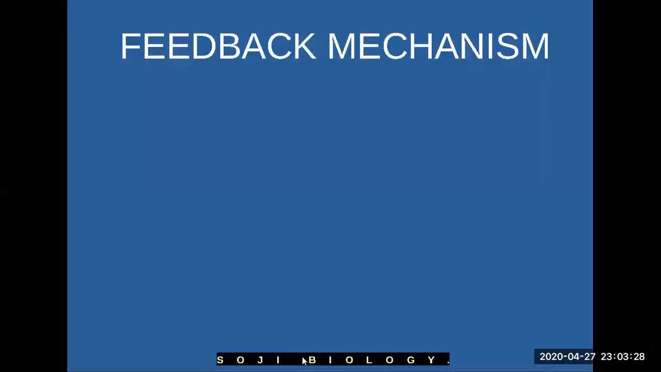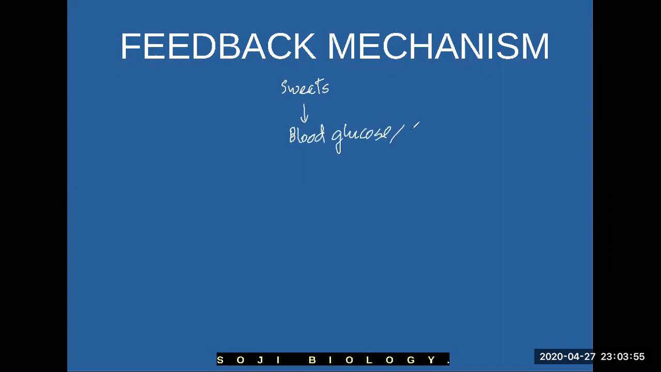Okay, let's understand the feedback mechanism. Blood sugar is regulated by feedback mechanism. Hormones are regulated by feedback mechanism. For example, as I told you, when you keep eating sweet things, imagine you're eating chocolates and sweets. When you keep eating sweets, what happens to your blood sugar? Your blood glucose, blood sugar. Glucose means blood sugar, right? This blood sugar increases, it becomes very high, and this stimulates the pancreas.